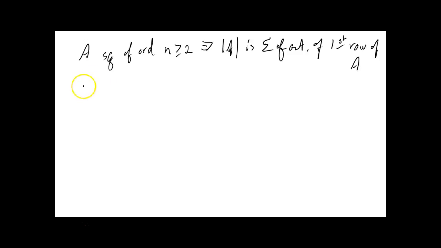Okay, then the determinant of A, okay, is the sum of the entries of the first row of A, sum of entries of first row of A, okay, multiplied by their respective cofactors.